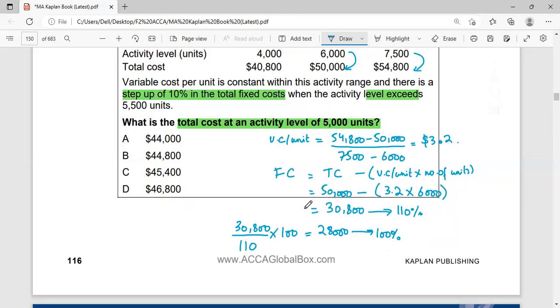So this 28,000 fixed cost is the 100% fixed cost and does not include the step up element, while this 30,800 fixed cost includes the step up element. Is this point clear to you?